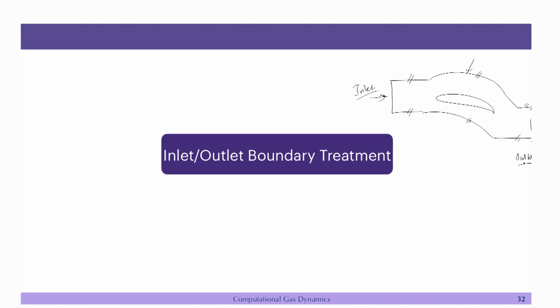Also, let us say there is an aerofoil or a flow past a cylinder. Then you have a far field boundary condition. If there is an aerofoil kept here, depending on how you make the grid, you can have far field or inlet and outlet. We will look at these boundary conditions in the next few slides.